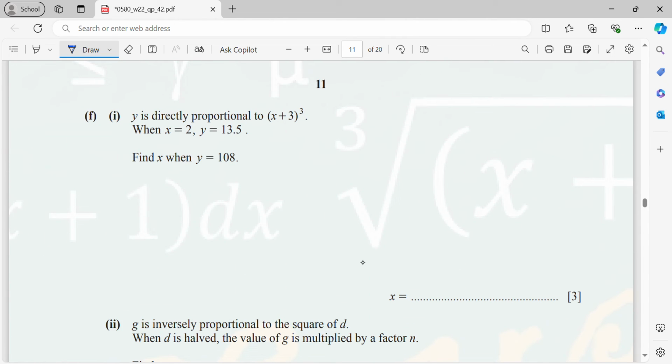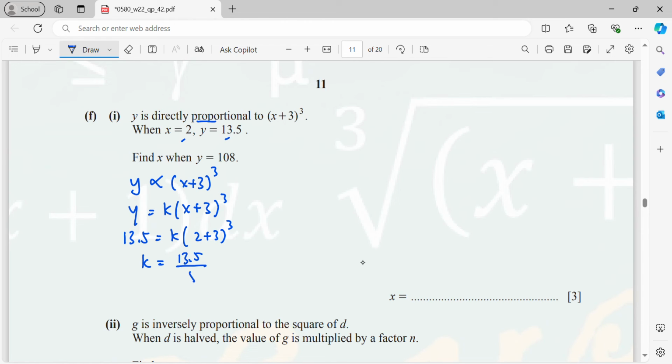F, first part, y is directly proportional. So means y is directly proportional to x plus 3 cubed. So when we change the equal sign, you just times a constant. Now where x is 2, y is 13.5. So replace to get the k. That means now here, you will be getting k equals to 13.5 over 5 cubed. That is 27 over 250.